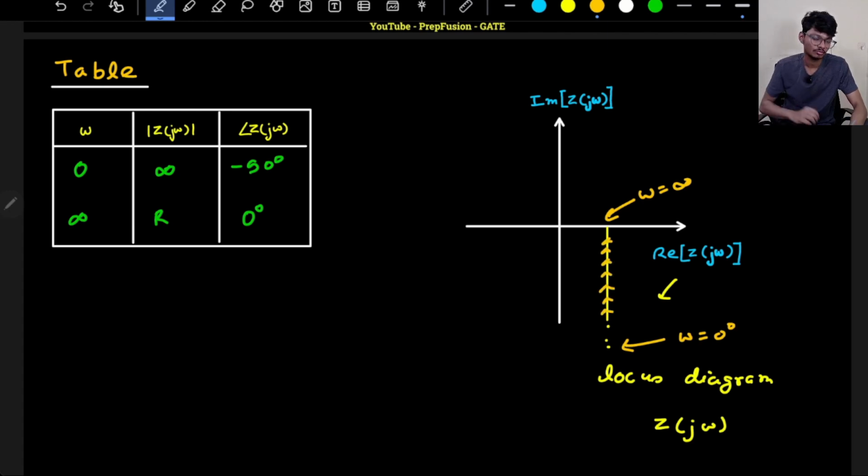Why will it be a straight line? You might have a question, why is it a straight line? Why is it not like this?